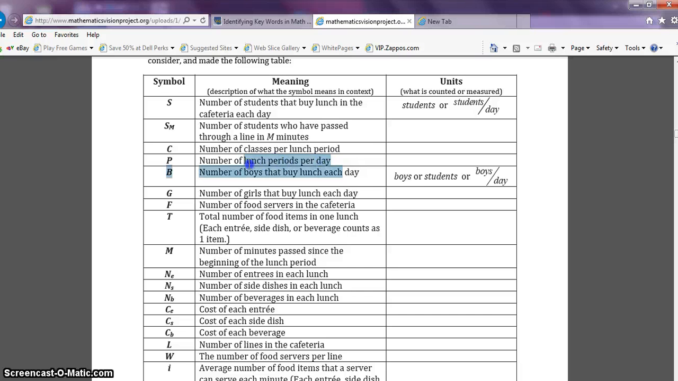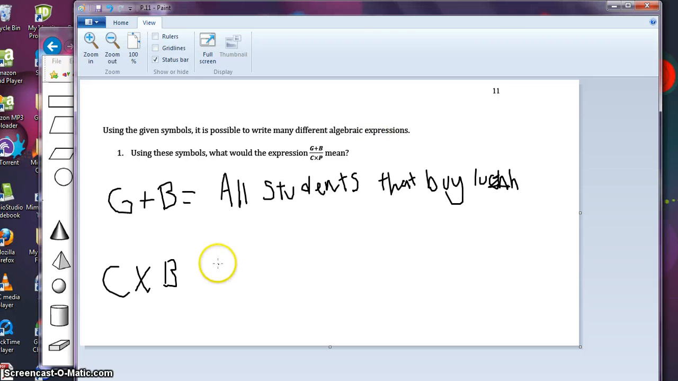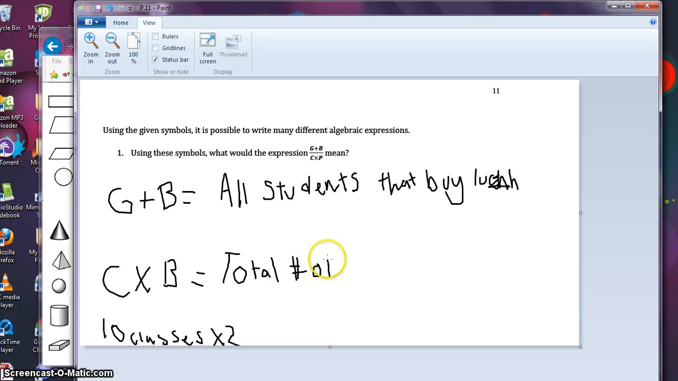Well, it makes sense that if we have more than one lunch period, we can multiply that times the number of classes per lunch period. So C times B, we take the number of classes per lunch period. So let's say there's 10 classes per lunch period. All right, there's 10 classes of kids, but there's 2 lunch periods. All right, so we'd multiply that times the number of lunch periods to find the total number of classes, right? We'd find the total number of classes that have lunch periods.